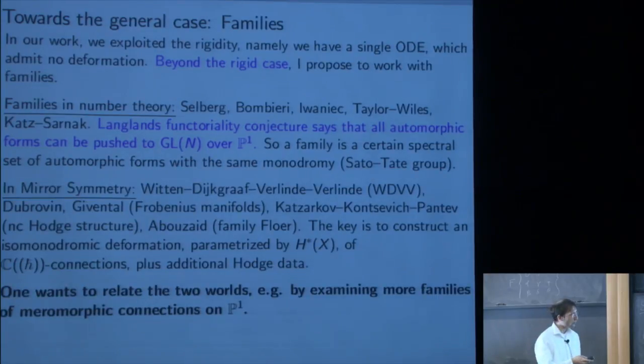I'm hopeful that this can be pushed further, especially because the Langlands functoriality conjecture tells you that all automorphic forms should live on GL_n for some n over P1. So it's another big conjecture in the subject. By examining families of ODEs on P1, which is what these non-commutative Hodge structures are, I hope there is a chance to match more cases. I think I will stop here. Thank you for your attention.